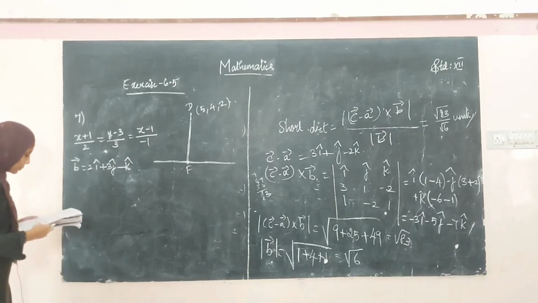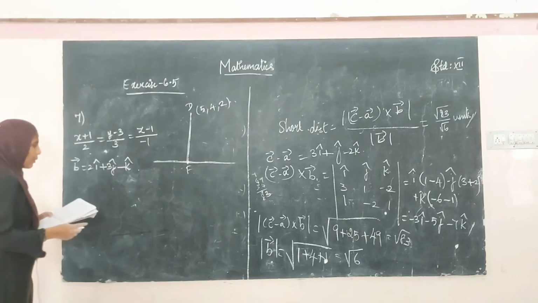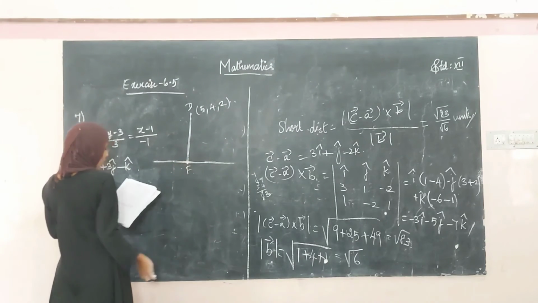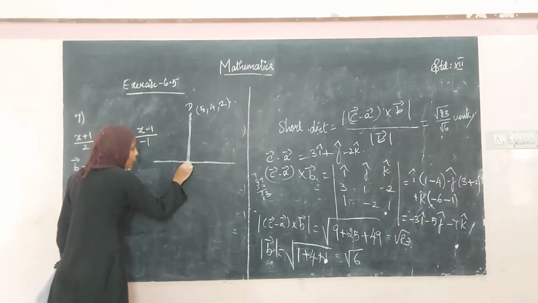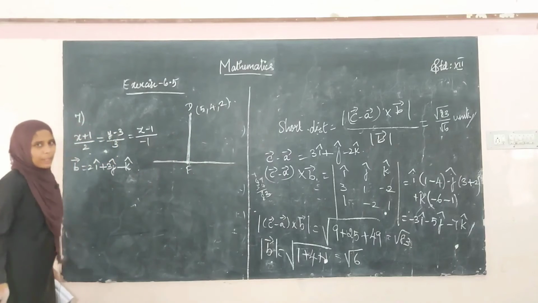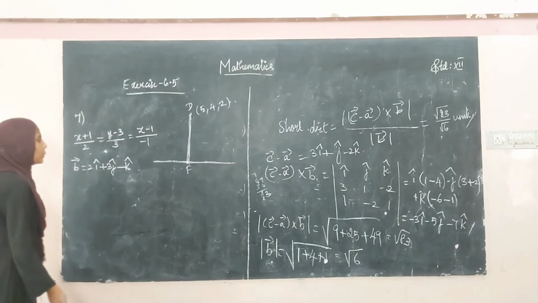Okay. So we have to find this point, and also they have asked us to find the equation of this perpendicular. Once we find the point, we can easily find the equation of the perpendicular, right? So we have to find this point.